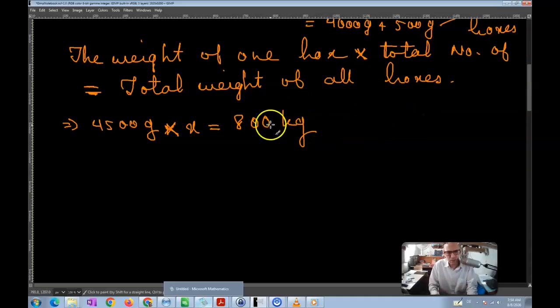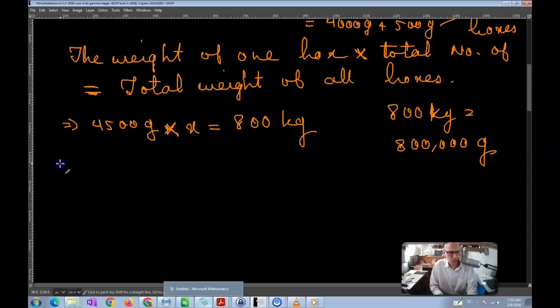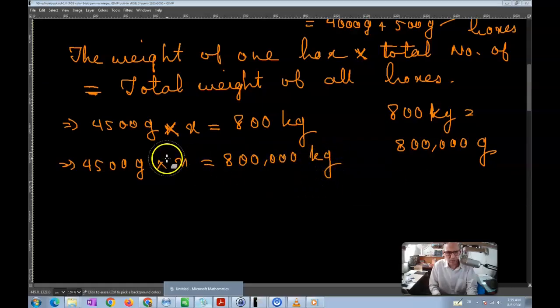So instead of 800 kilograms, and again we will see in the next video that 800 kilograms is actually equal to 800,000 grams, I'm going to write 4,500 grams times x is the same thing as 800,000 grams. Now it is in grams.